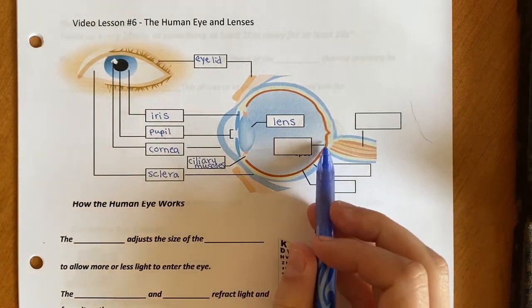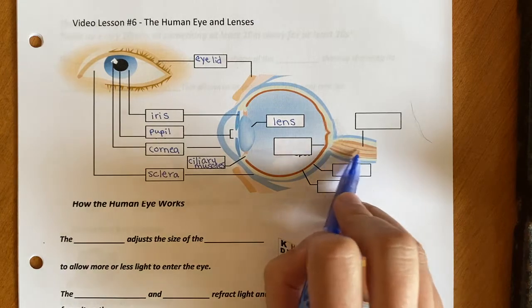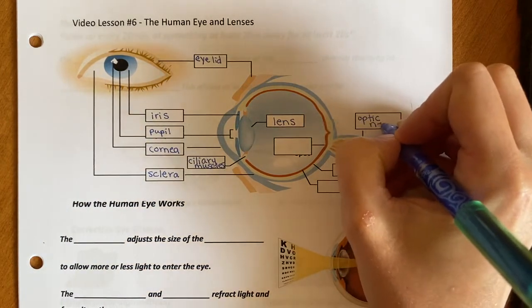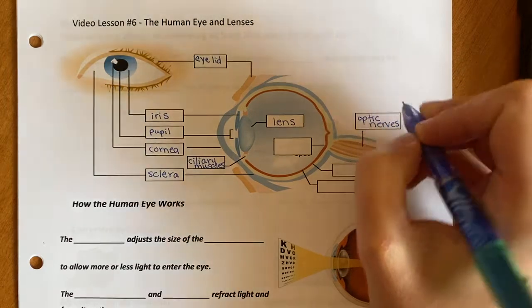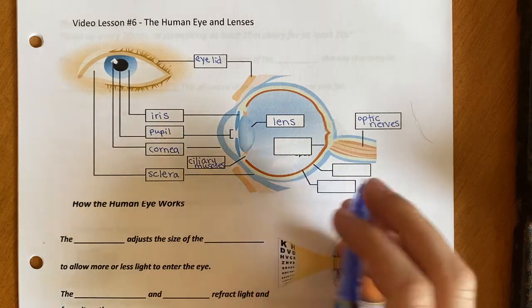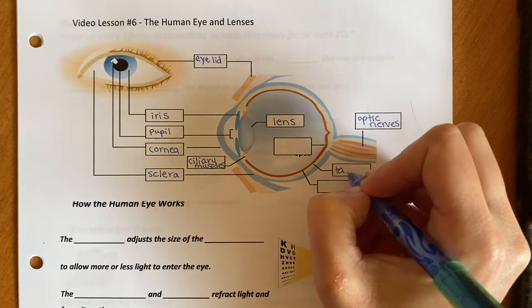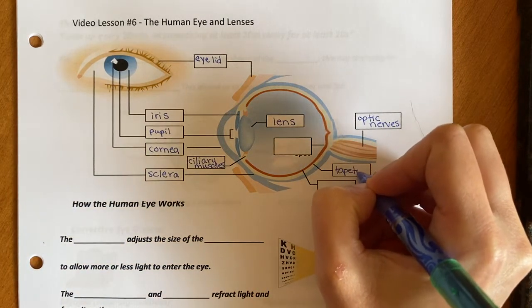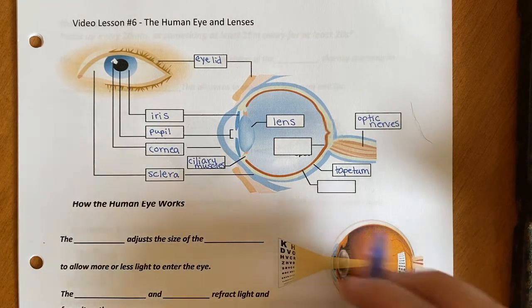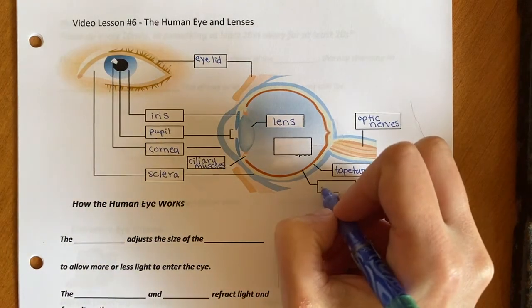At the back of the eye, we have, back here, this is the optic nerve that brings information to the brain. And then there's a couple layers here. This greenish colored one is called the tapetum. And it's involved with night vision, and animals that have better night vision have a more robust tapetum. And then this orange part is the retina.